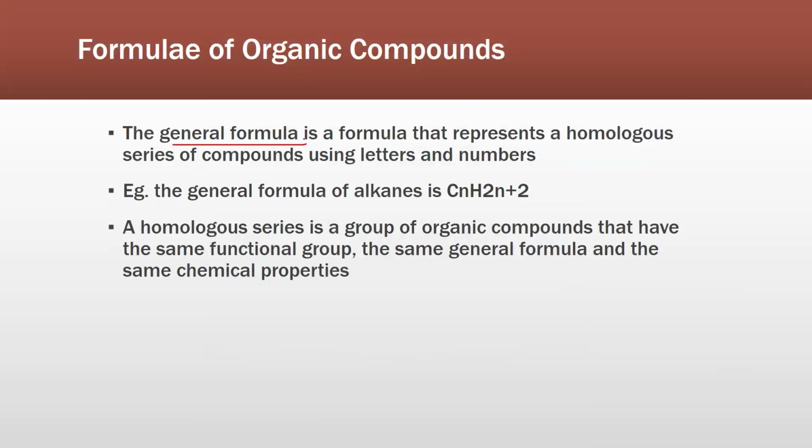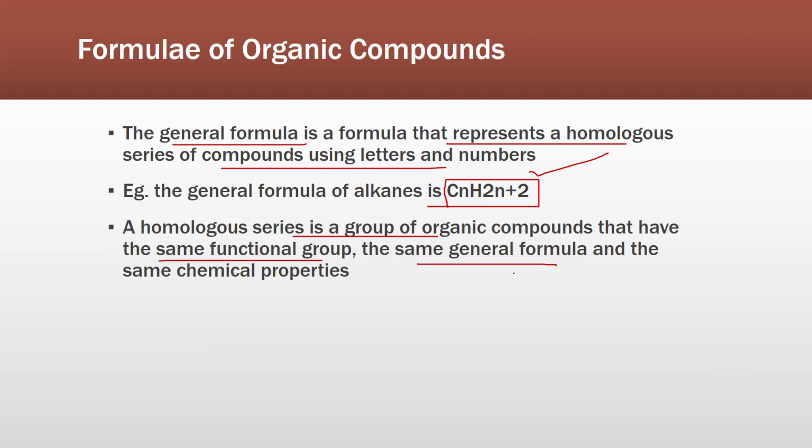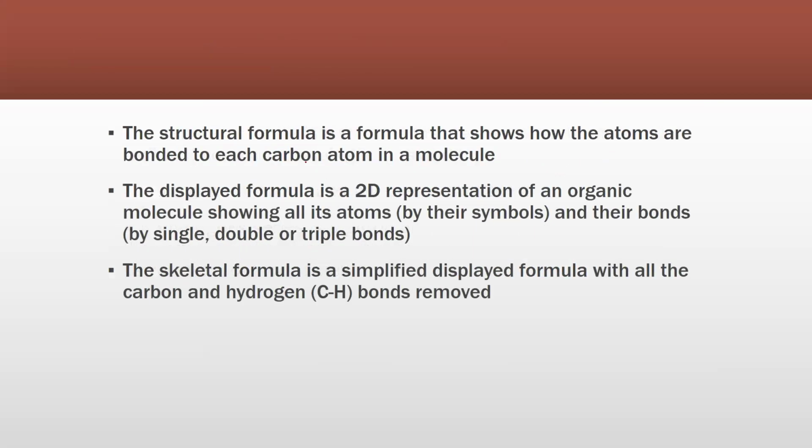तो जो general formula होता है of any organic compound, it represents a homologous series of compounds using letters and numbers. For example, the general formula of alkanes is CnH2n plus 2. A homologous series is a group of organic compounds that have the same functional group, the same general formula, and the same chemical properties. The structural formula is a formula that shows how the atoms are bonded to each other in a molecule.